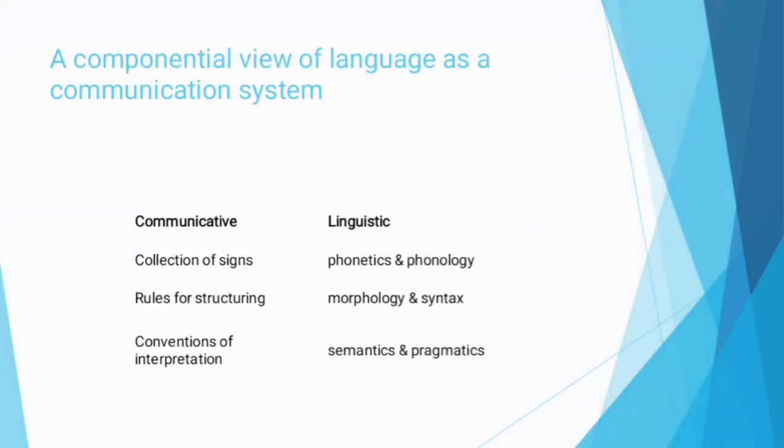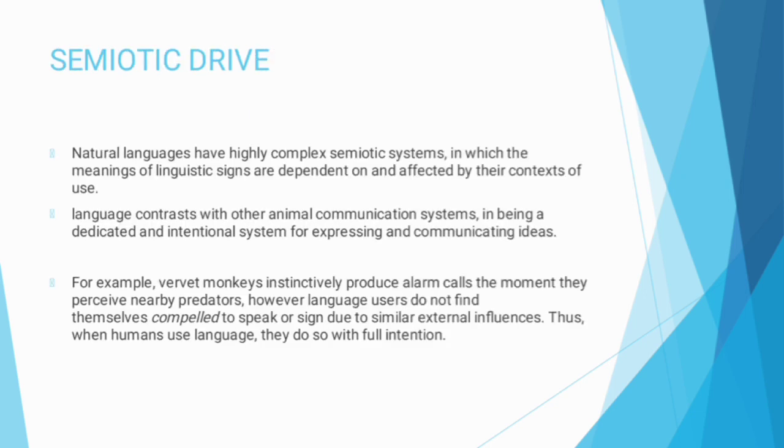Okay, we have a component view of language as a communication system: a collection of signs, rules for structuring, and conventions of interpretation. For linguistics, we have phonetics and phonology, morphology and syntax, semantics and pragmatics. So semiotic drive: natural language is a highly complex semiotic system in which the meaning of linguistic signs is affected by the context of use.